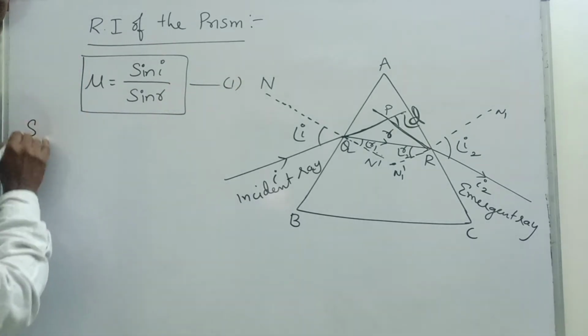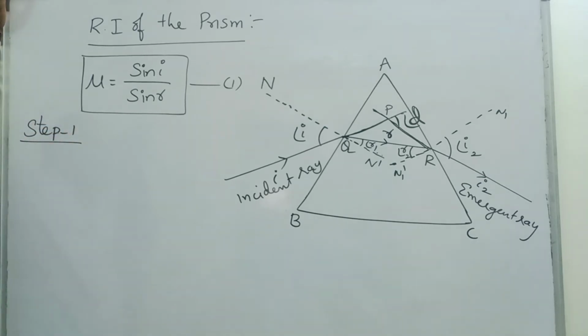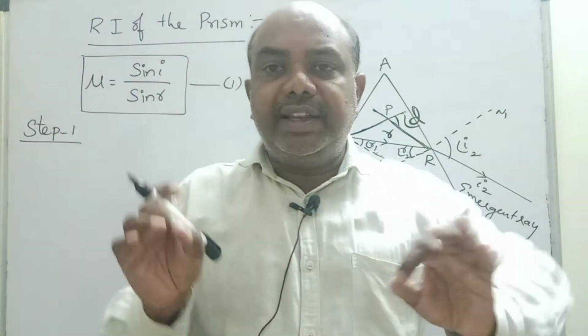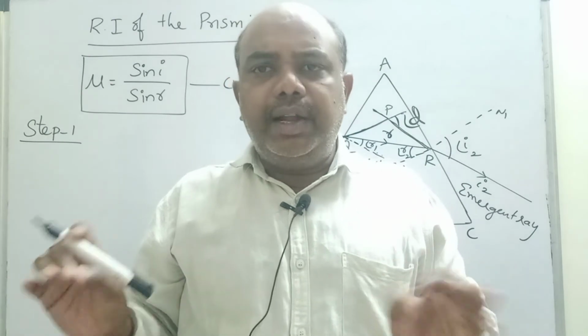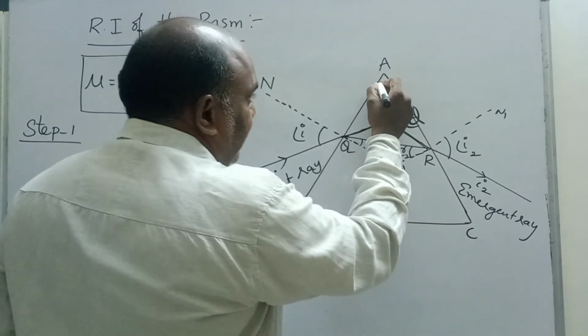Now, step 1. Observe carefully, children. What is the use of step 1? Very simple, children. In step 1 and step 2, our aim is to find I and R, the angle of incidence and the angle of refraction. Now, this is the angle of prism, angle A.